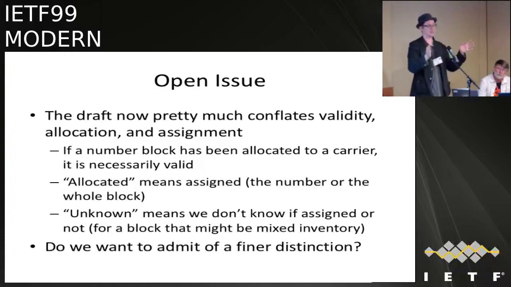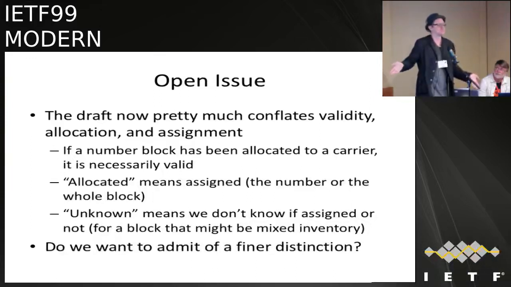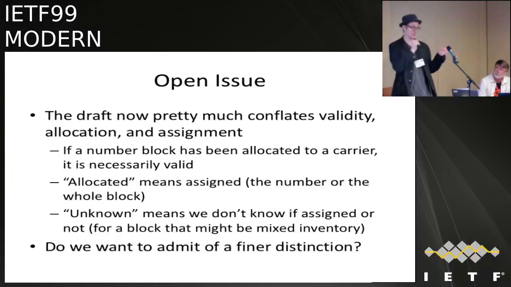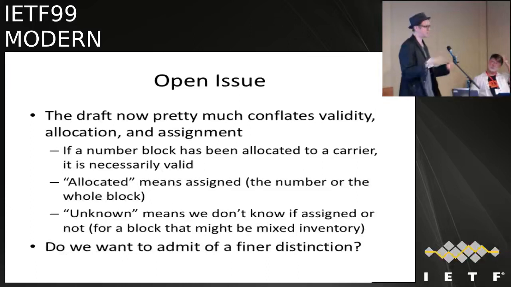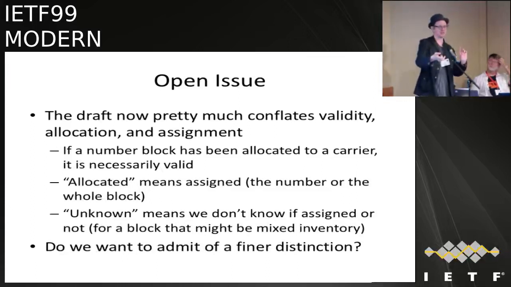If it's a range, what yes means is every number in that range is allocated. Unknown just means, I don't know. Now this again was bare bones: how much can we communicate with a single parameter, just to get this discussion started. Tom raised on the list, why don't you decouple some of this at least?